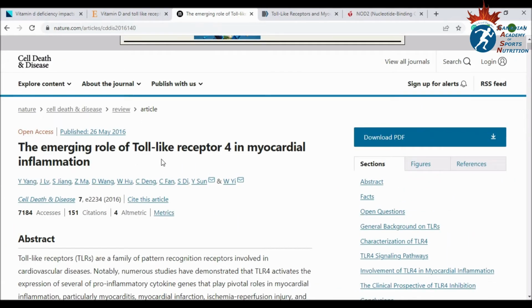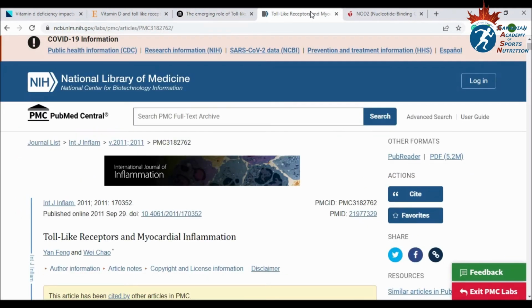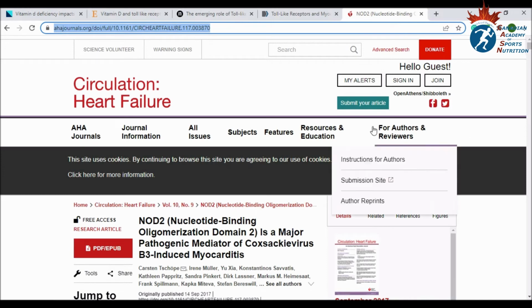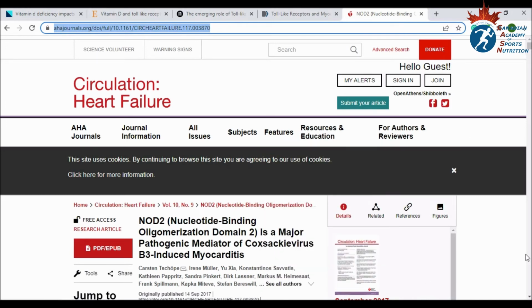Article number 3, the emerging role of toll-like receptor 4 in myocardial inflammation. This article has been published in Nature.com in 2016. Article number 4, toll-like receptors and myocardial inflammation. This article has been published in PubMed in 2011. And finally, article number 5, which has been published in Circulation in 2017. This article discusses the role of NOD2 in viral myocarditis.